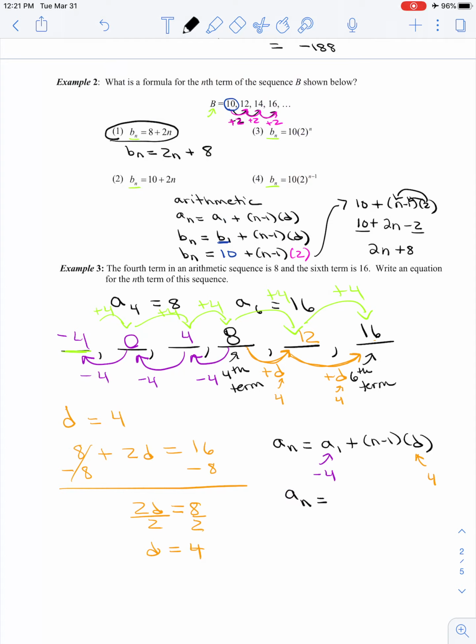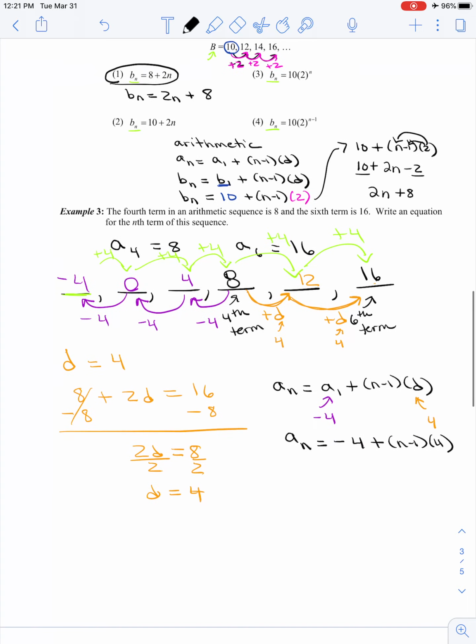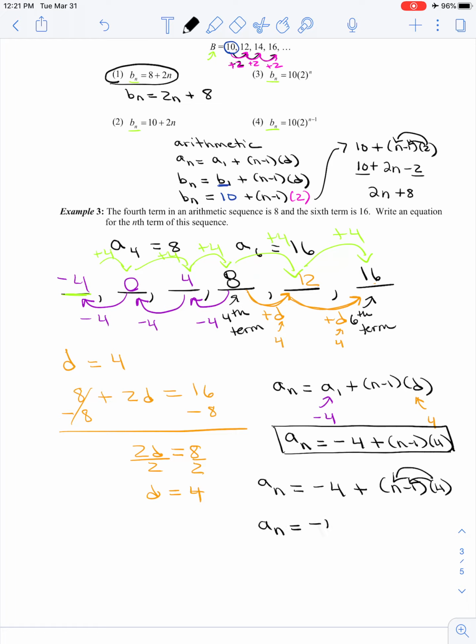So now I'm going to finish up writing my equation. I know my first term is negative 4 and I know my common difference is a 4. So I could write my equation for the nth term like that. So that would be one way to express my answer. Or if I wanted to, I could multiply it out. It's really up to you. The only time you have to multiply it out is if you're looking at a multiple choice. So if I'm multiplying out, I'm multiplying the 4 by the n and the 4 by the negative 1. So a sub n equals negative 4 plus 4n minus 4. I can combine my like terms and I can say, okay, a sub n equals 4n minus 8. So you could write your answer either way.